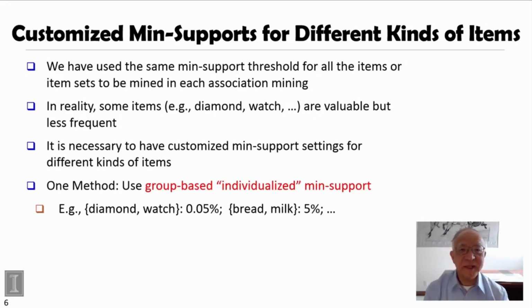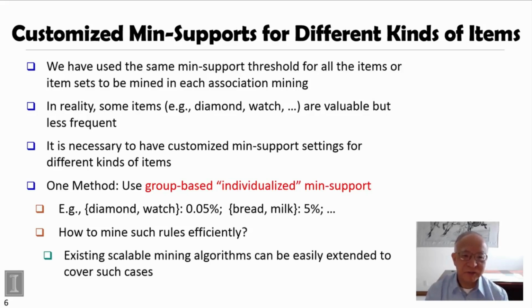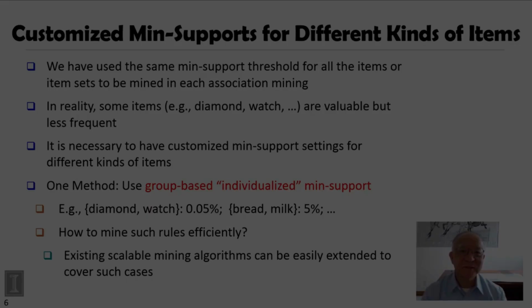Instead of taking each item and trying to decide its minimum support, we can use group-based, individualized minimum support. For example, we can group diamond watches or some expensive things and set up a lower minimum support, and take milk and bread, those frequent things, and set up a higher minimum support threshold. Then the question becomes how to mine such patterns efficiently. Actually, if we take our previous study, the scalable pattern mining methods, we can easily extend them by adding different minimum support thresholds. I will not discuss the detail, but I think it could be a good exercise.